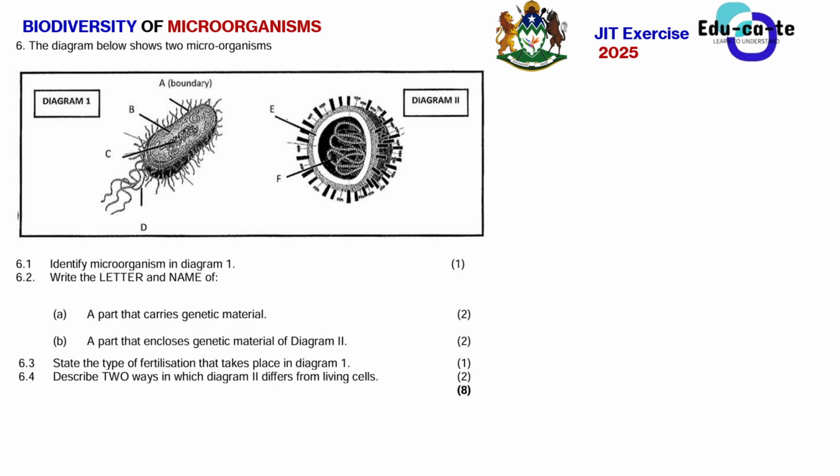In this video, we'll be doing the biodiversity of microorganisms. We've got question 6 here that says the diagram below shows two microorganisms. So in this diagram, you've got two microorganisms. You are not given their names, so you need to look at the structure properly so that you can be able to identify each and every one of them.